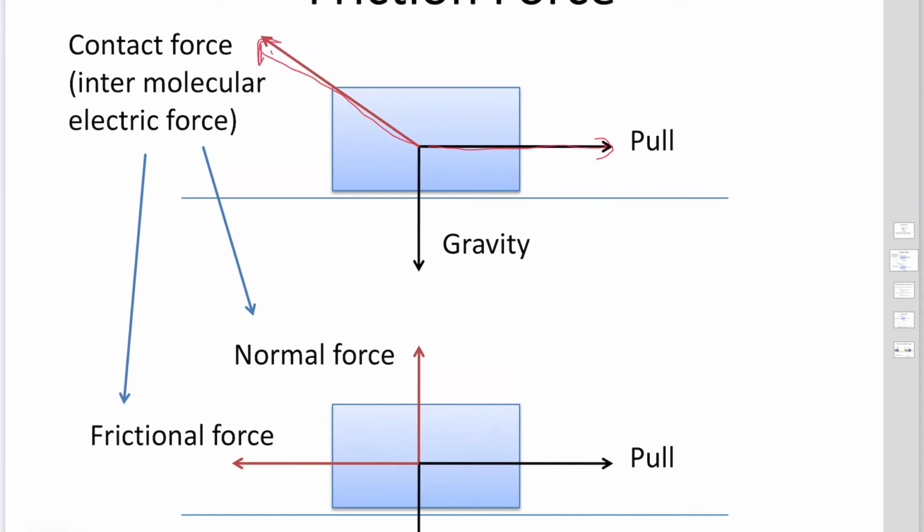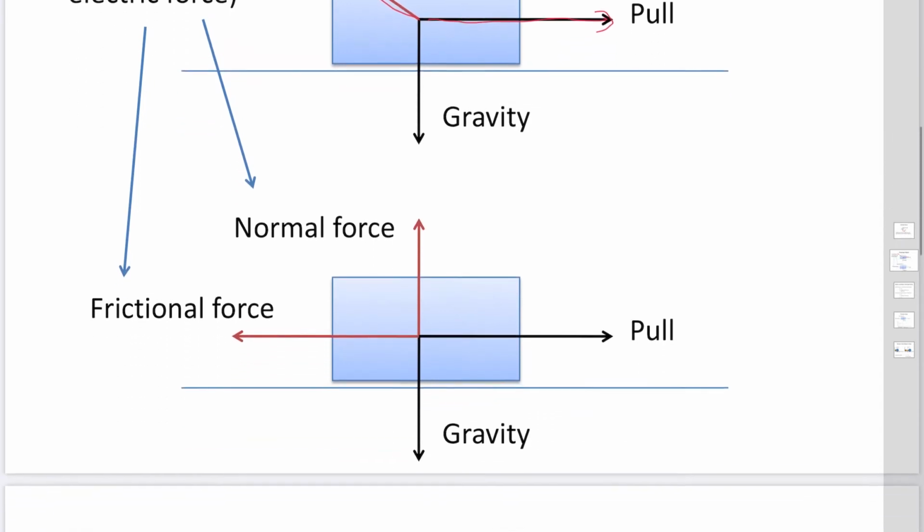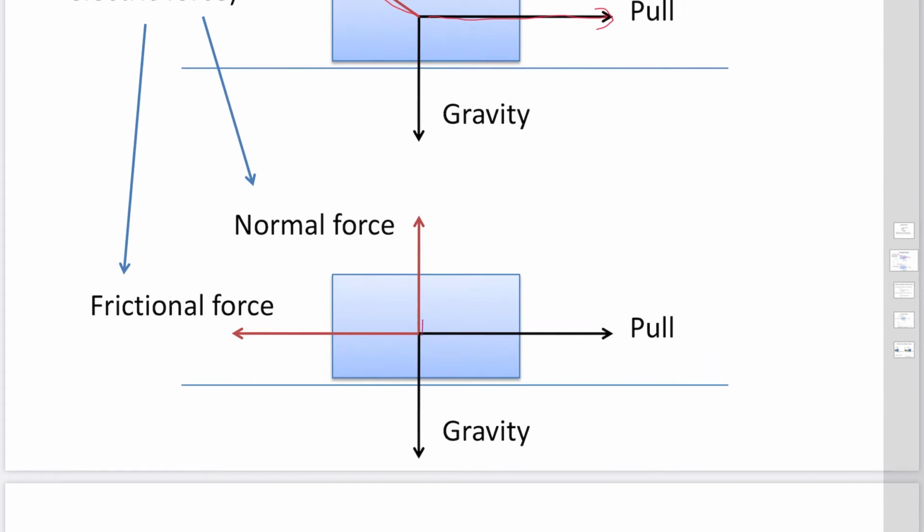This force is a contact force. This contact force is decomposed into two directions. The first one is perpendicular to the ground. We call this the normal force. The other force is parallel to the ground. We call it the friction force. So this is a friction force. Normal force and friction force are based on the intermolecular electric force.